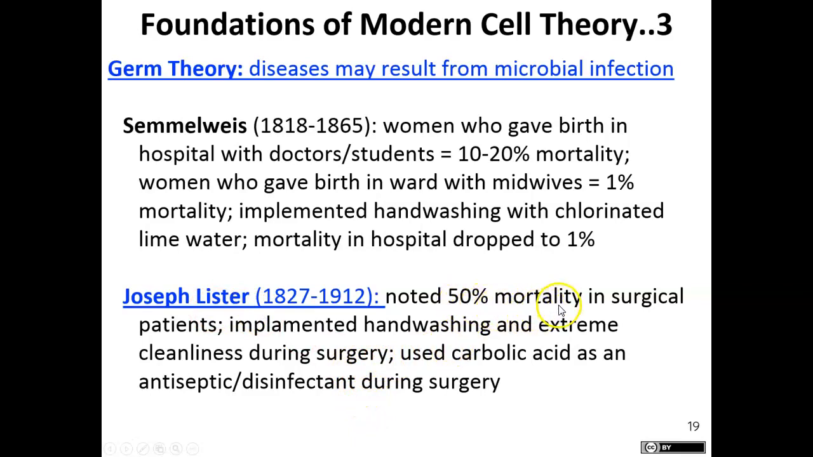So Joseph Lister then noted that there was a 50% mortality rate in surgical patients. And so he started looking at, that's totally spelled incorrectly, I noticed. He noted that if people started to use some aseptic measures to keep the environment more clean, people would survive better. And so he implemented hand washing, and he started cleaning up the surgical rooms.